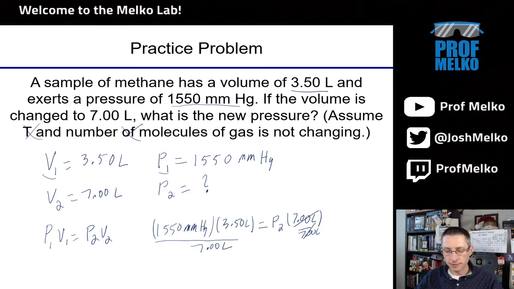I take 1550 times 3.5 divided by 7, and I get 775 as P2. The unit here is going to be the same unit of pressure I was given. Why? Because the liters units drop out.